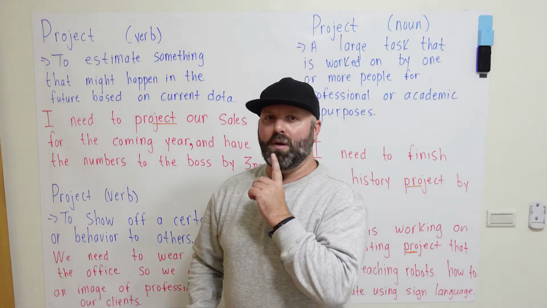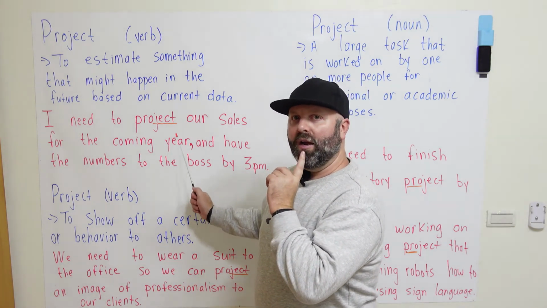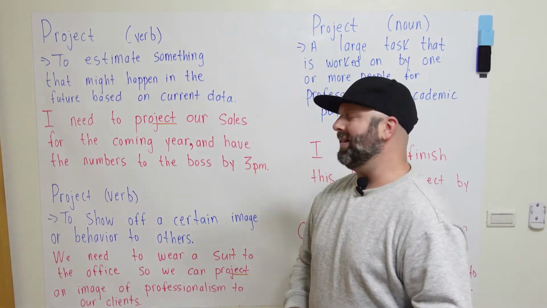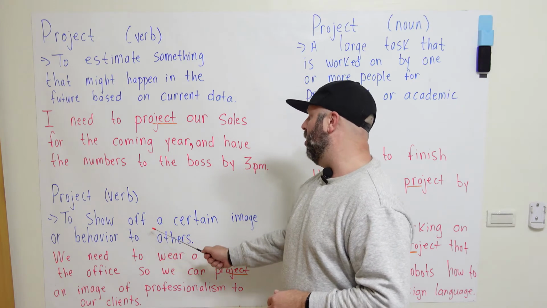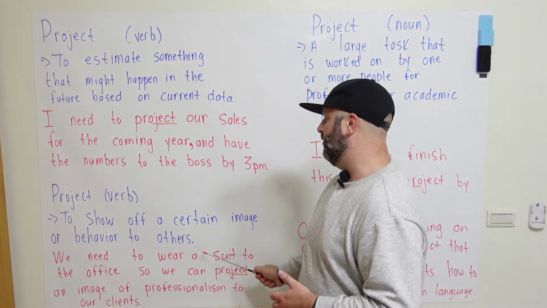So I want you to hear my pronunciation again. Project, project, okay? Now, another way that we can use this word as a verb is to show off a certain image or behavior to others.